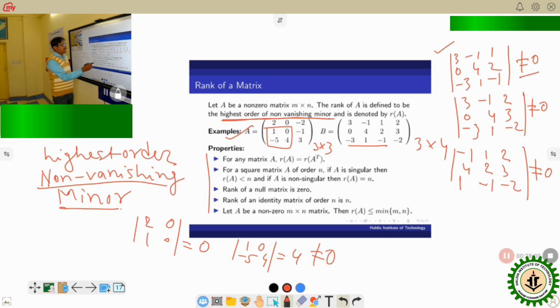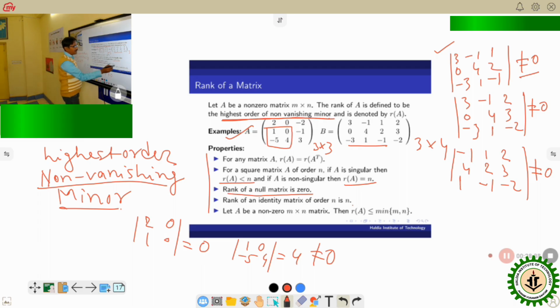For any square matrix A of order n, if A is singular, suppose here in this case we assume that A is singular, that means the 3 cross 3 determinant is 0, then the rank of A should be less than the order of this matrix. And if A is non-singular, then the rank is equal to n. If the determinant of A is non-zero, then the rank is 3. The rank of a null matrix, that is the 0 matrix, is 0.